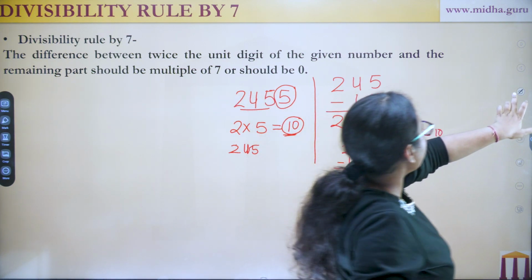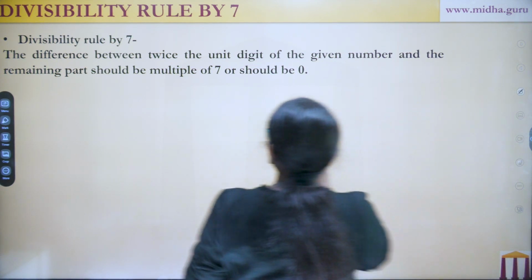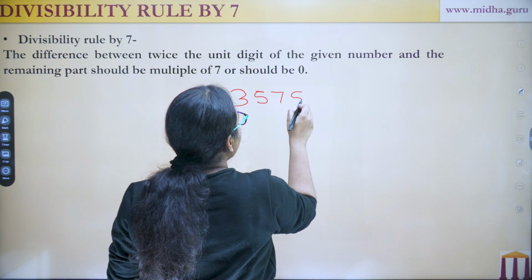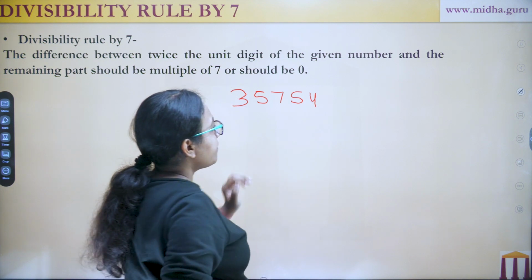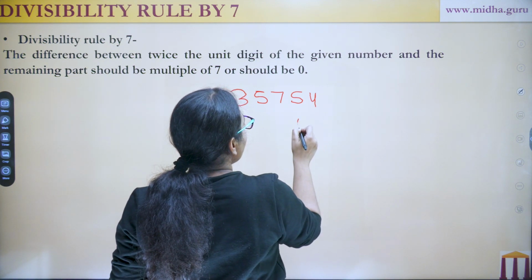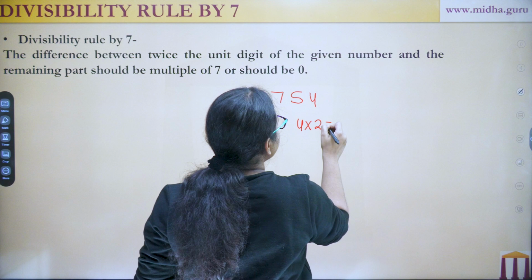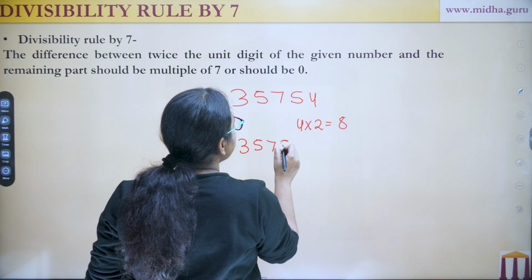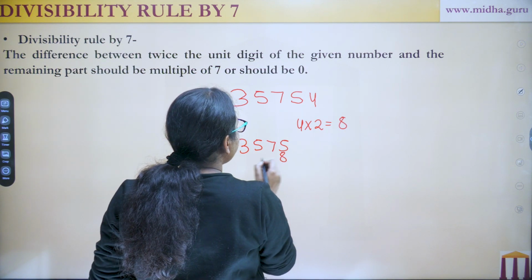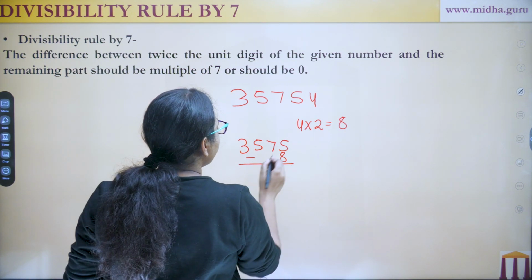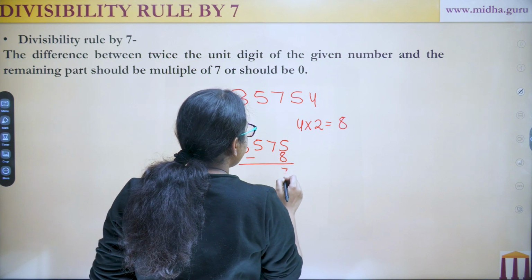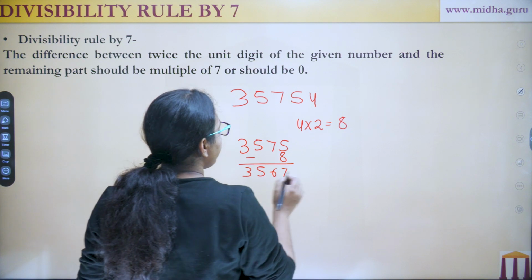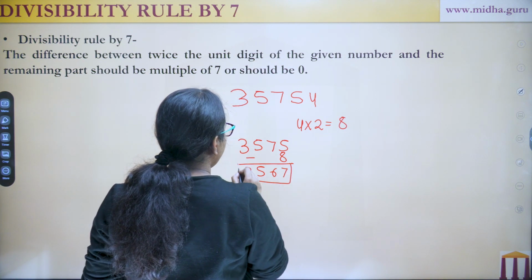Okay, let's say one more example. 3, 5, 7, 5, 4. If I have a number like this, we need to twice the unit digit, which is 8. Now 3, 5, 7, 5 is the remaining part. Subtract it, then what will you get? We will get 3, 5, 6, 7, which is really a big number.